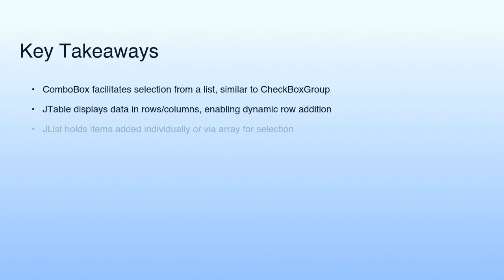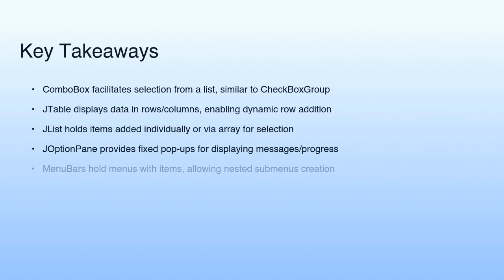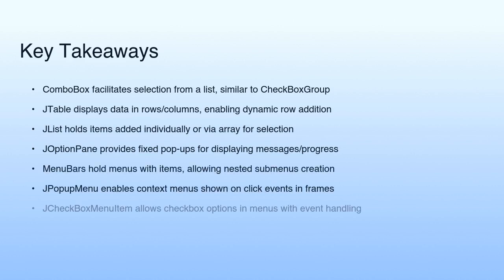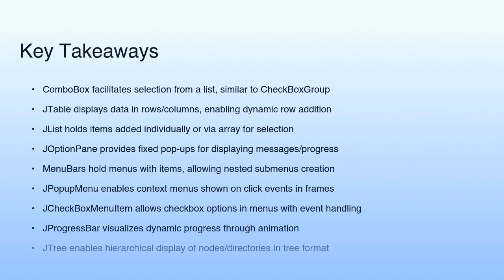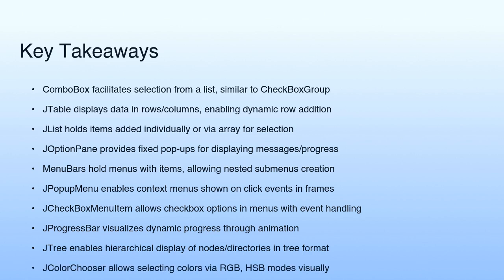In summary, Java Swing provides a variety of components for creating rich graphic user interfaces, including combo box for list selection, table for displaying tabular data, list for item lists, option pane for pop-up messages, menu bars and menus with submenus and items, context menus with pop-up menu, checkbox menu items, progress bars for visualizing progress, hierarchical tree structures, color choosers, tabbed panes with multiple panel content, and sliders for selecting values from a range.